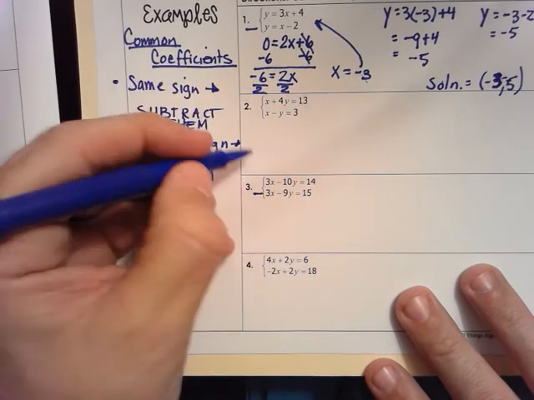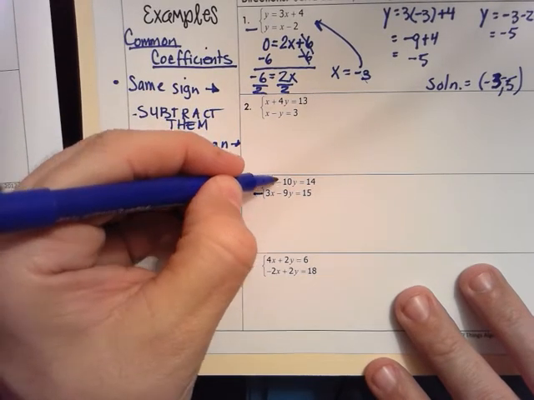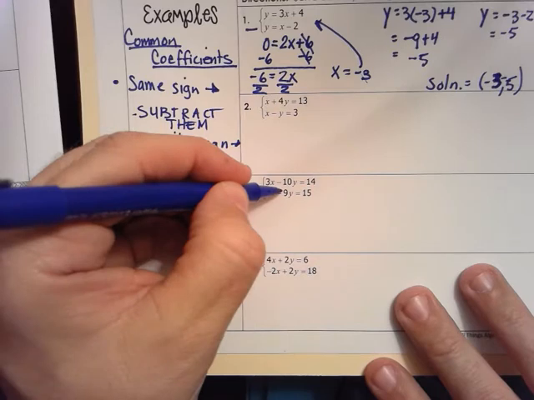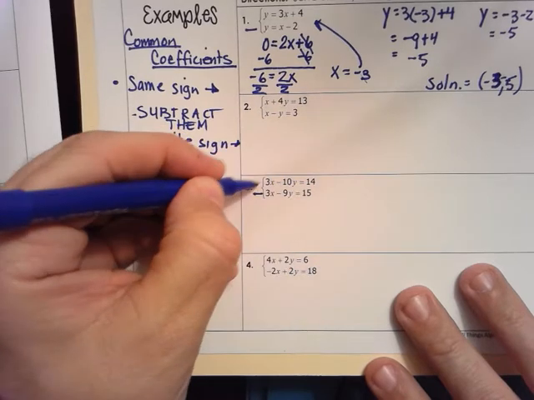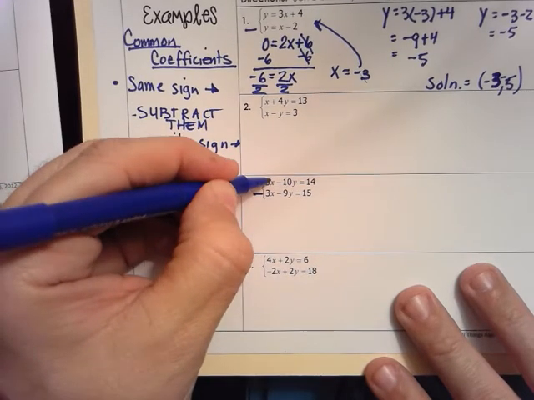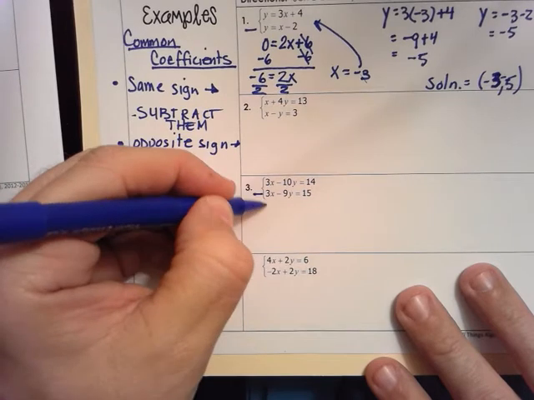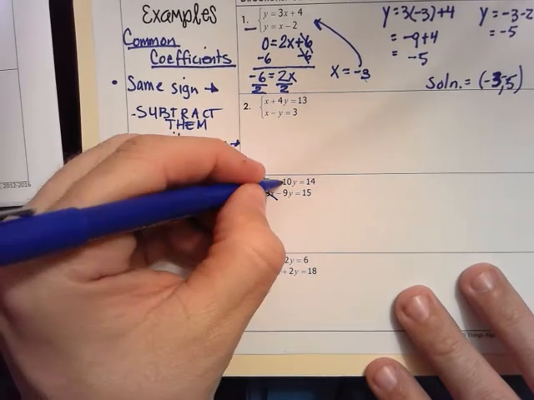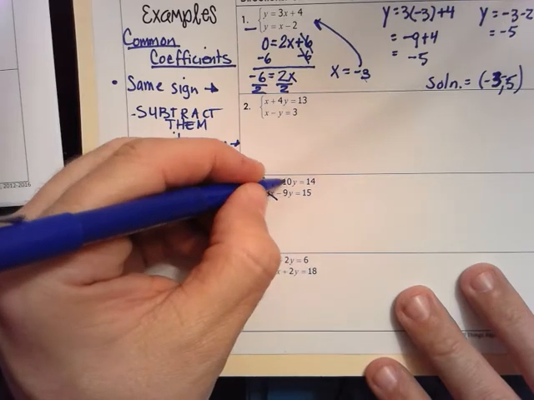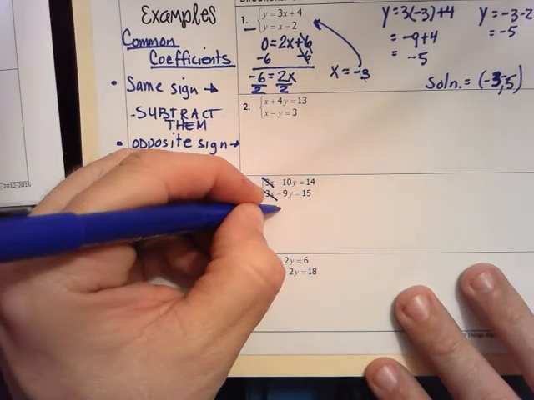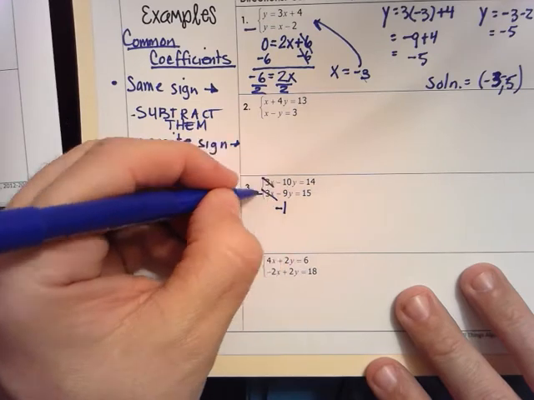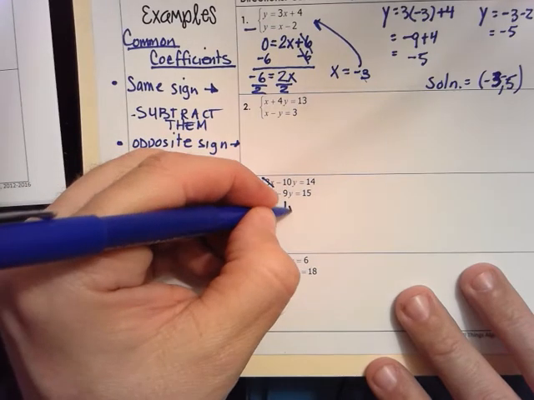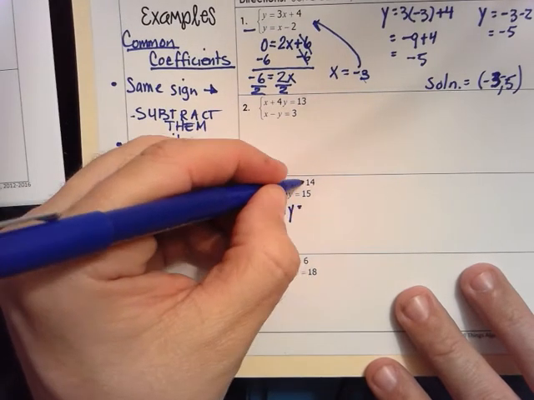3x minus 10y equals 14 and 3x minus 9y equals 15, we are going to subtract these two equations. So 3x minus 3x, well, that gives me 0x, and we can just see that those eliminate each other. And we get negative 10 minus a negative 9. Negative 10 minus a negative 9 gives me negative 1, because that's negative 10 plus 9, which is negative 1. Negative 1y. And then 14 minus 15, well, that is also negative 1.